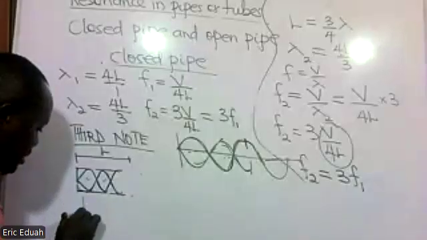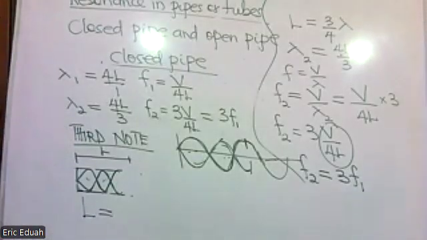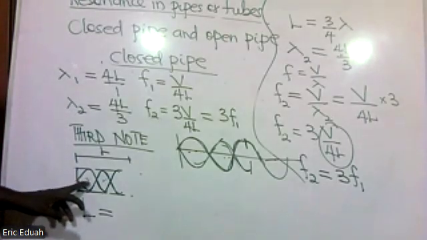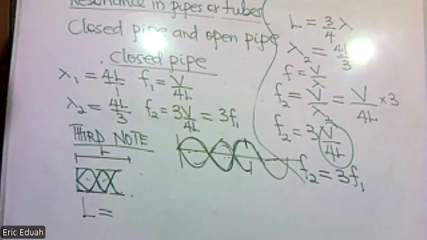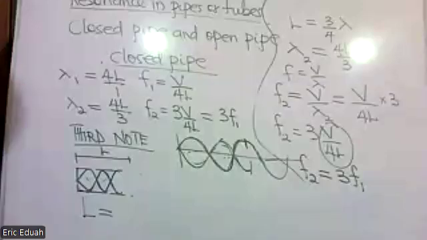So if we have L length of tube, what is the wavelength? Akuya, what is the wavelength of this node? Akuya, are you there? Akuya, please, 5 on 4. 5 on 4.